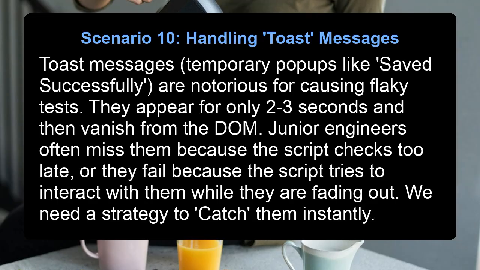Scenario 10. Handling toast messages. Toast messages, temporary pop-ups like saved successfully, are notorious for causing flaky tests. They appear for only 2 to 3 seconds and then vanish from the DOM. Junior engineers often miss them because the script checks too late, or they fail because the script tries to interact with them while they are fading out. We need a strategy to catch them instantly.